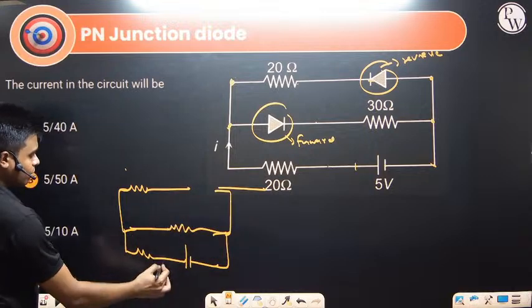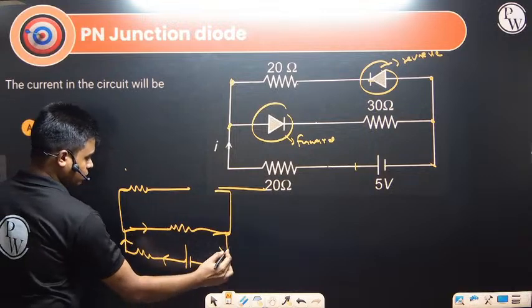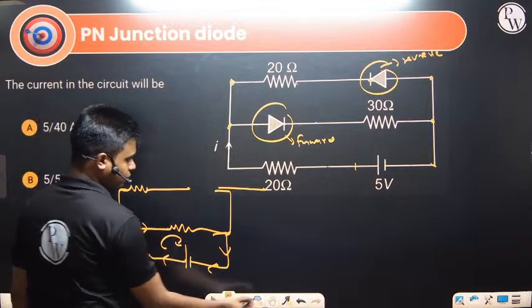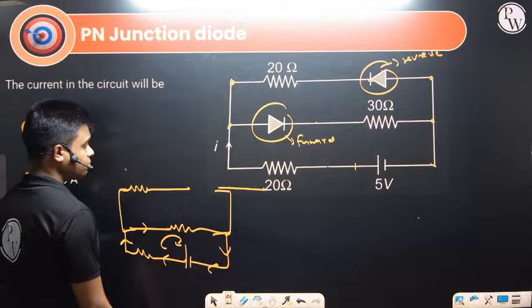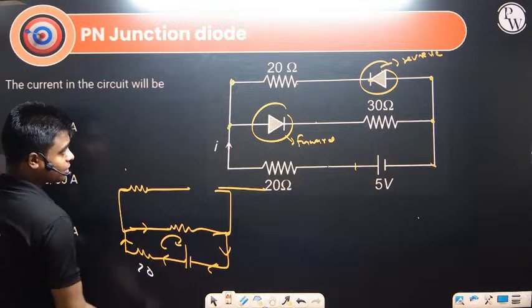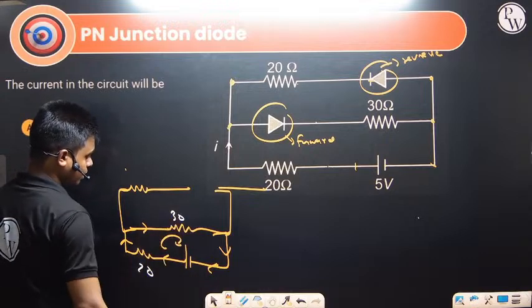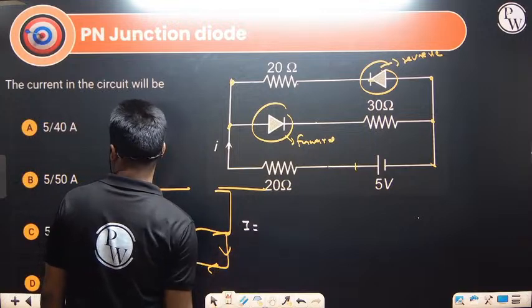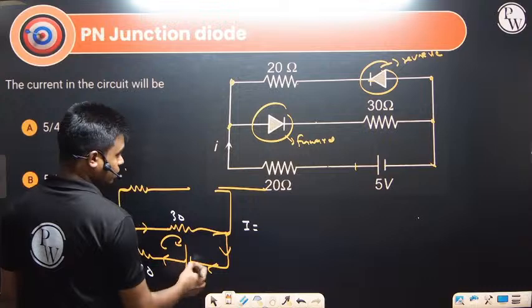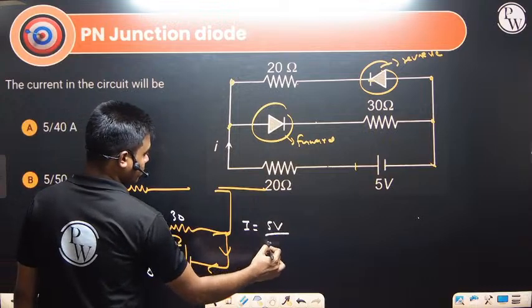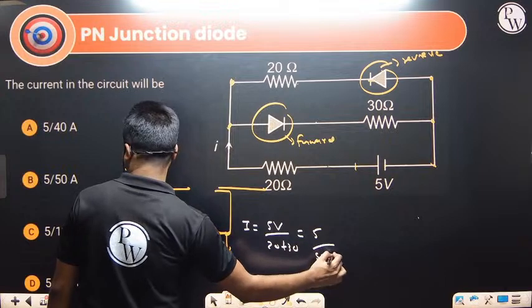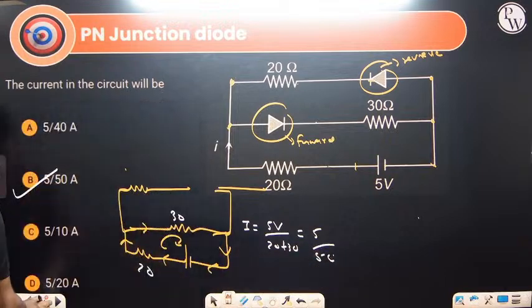That's it. So we'll be solving this. Okay, so we'll be solving like this. So here, what is current value? This one is 20. This one is 30. And here we can write what is current. What is asking current now? So what is current? This one is 5 volt divided by 20 plus 30. 5 divided by 50. Answer is option B.